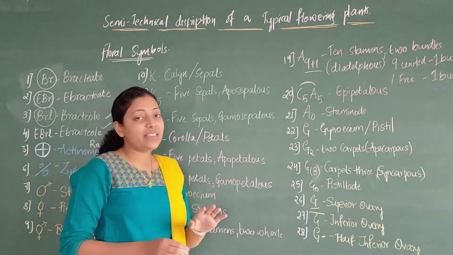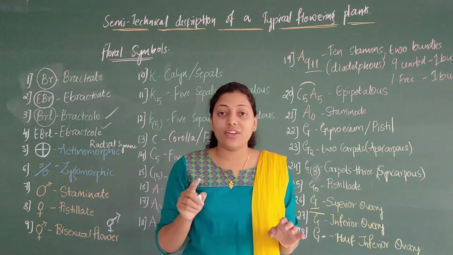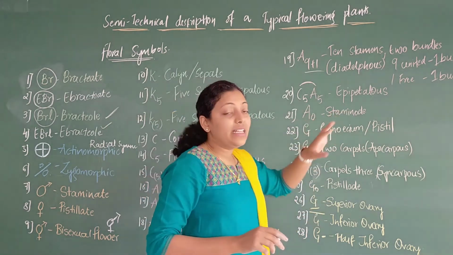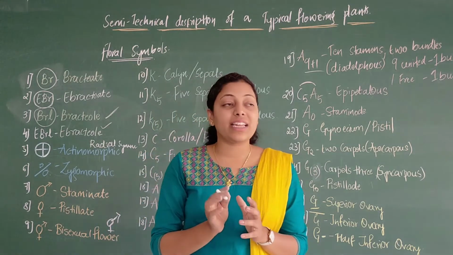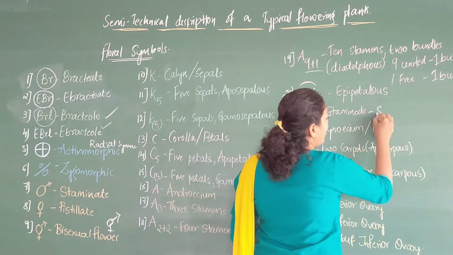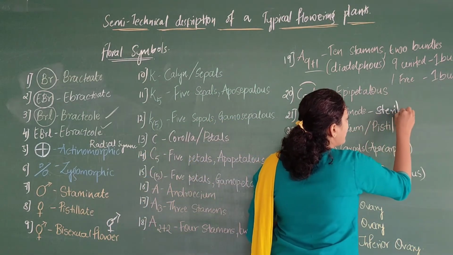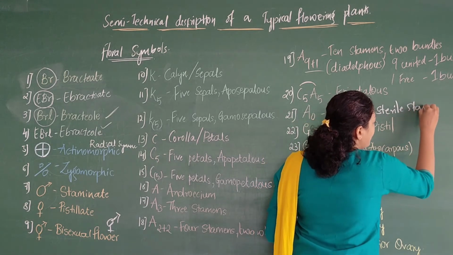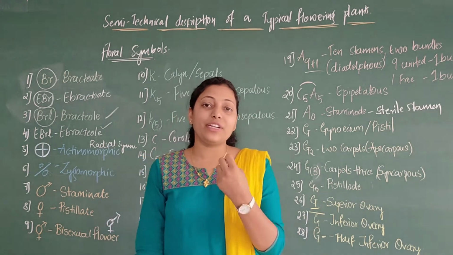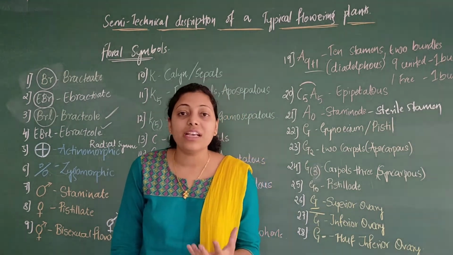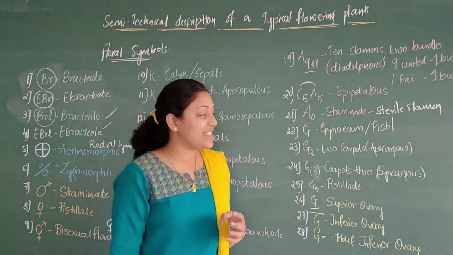Then A0 we can call as staminode. Staminode is a sterile stamen. A stamen which is not able to reproduce is called a staminode. That itself is called a sterile stamen.